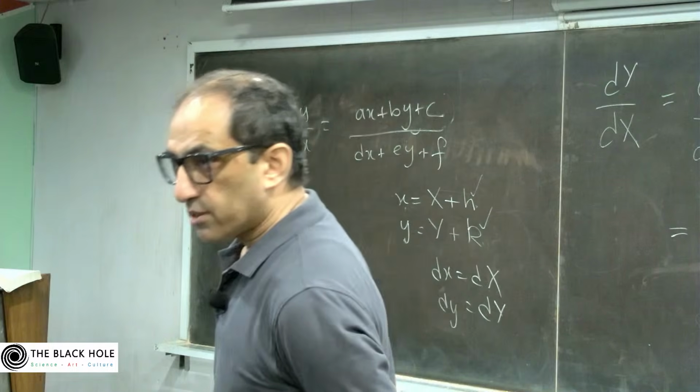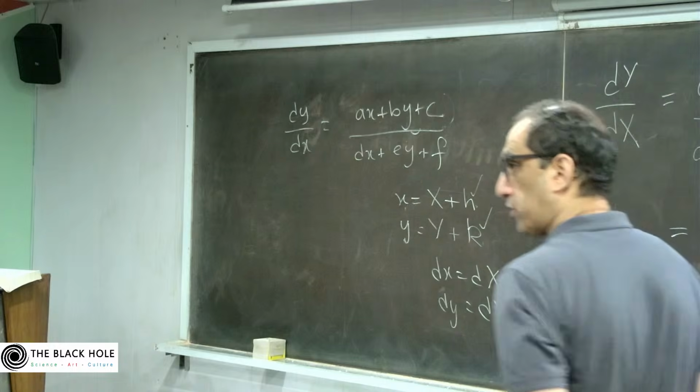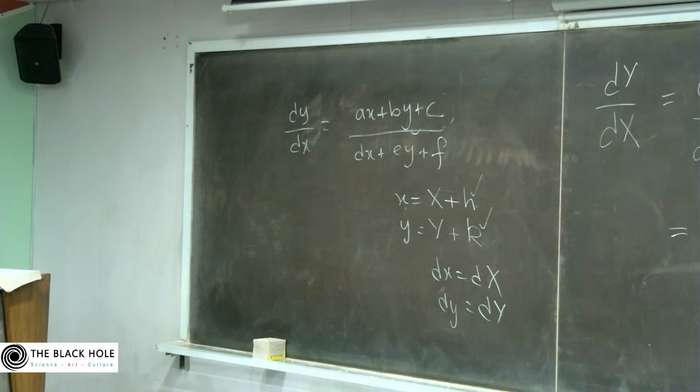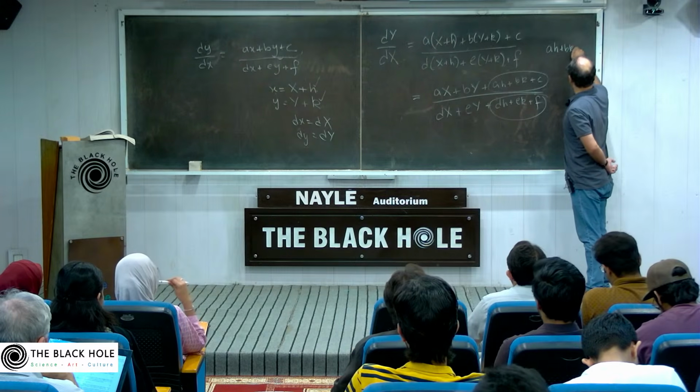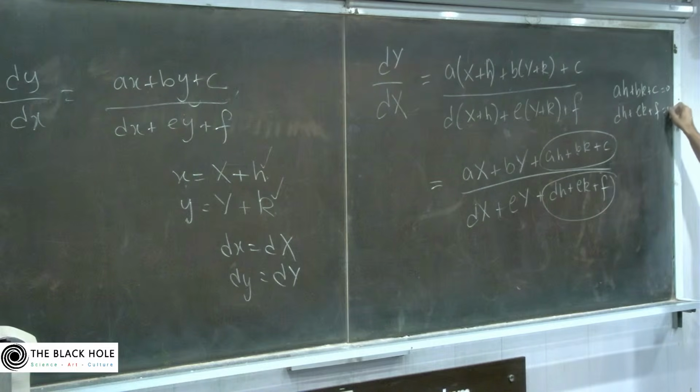Okay? So in order to have a completely determined system, what do you need when you have two unknowns? Two equations, right? You need to have two equations. So there you go, the obvious choice. AH plus BK plus C is equal to 0. DH plus EK plus F is equal to 0.